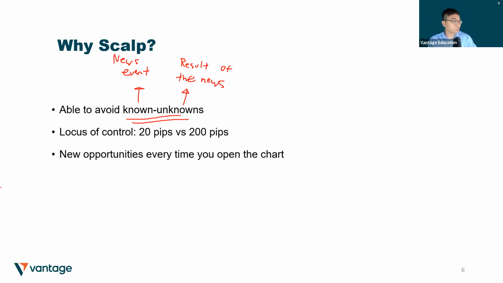So you have quite a lot of control. You can control how much you want to trade, 20 pips to 200 pips. For swingers, they go for 400 pips, 500 pips. And there are definitely new opportunities every single time you open a chart. Because if you're on the 1 minute time frame, there are so many setups happening.